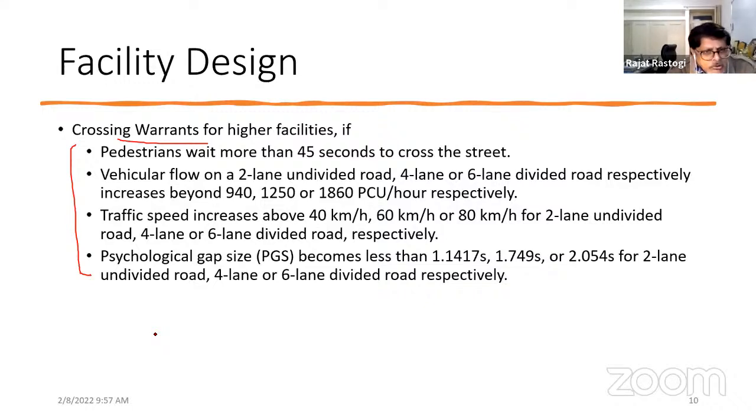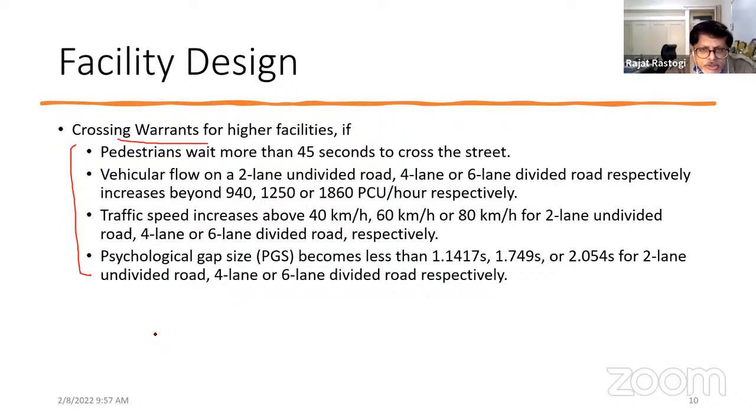So based on the work which is being done, I can say that these are the things which have come from the works of one of our students, Udit Jain, and got incorporated now in the new code. And he is an assistant professor presently at IIT Nagpur. So it says that the wait time, which was too long for pedestrians or too long for vehicles, now if the pedestrians have to wait more than 45 seconds, then we need to provide the higher crossing facilities.